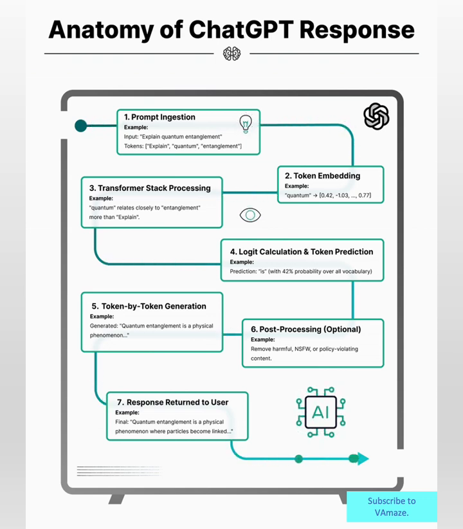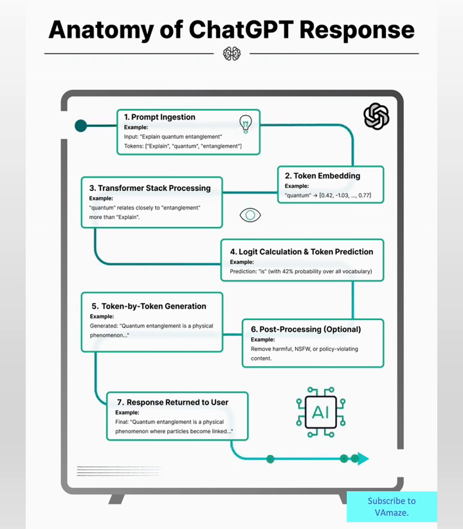Coherence maintenance. Throughout this process, the AI maintains coherence by considering not just the immediate context, but the overall structure and flow of the response. It tracks whether it's providing sufficient detail, maintaining the appropriate tone, and progressing logically through the explanation.